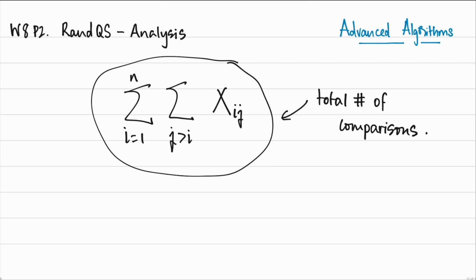In a run of randomized quicksort, and what we are interested in is of course the expected value of this random variable. Now you can use linearity of expectation to take that expectation inside, so let me rewrite that as follows.